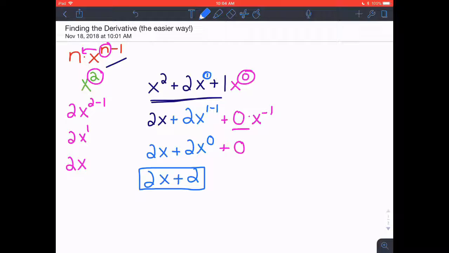So as you can see, this was a much faster way of finding the derivative, and it can save you a little time. Of course, you can use f of x plus h minus f of x over h, but this way is just a little faster, and I hope it helped you.